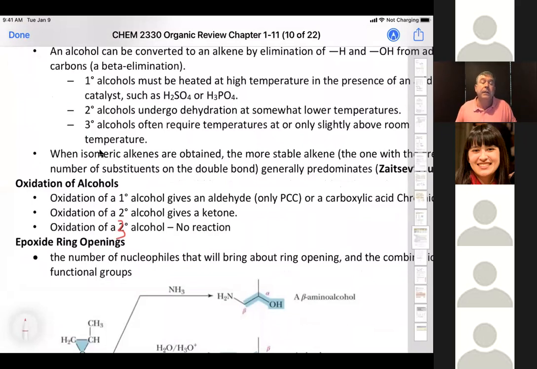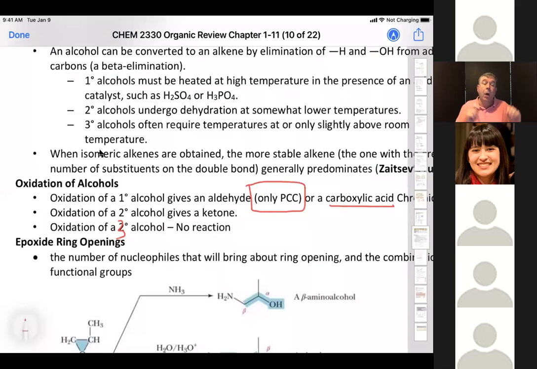The other thing we can do is oxidize them down to have carbonyl compounds in them. So if we have a primary alcohol, we can get an aldehyde, but only if we use the pyridinium chlorochromate, or PCC. Okay, we can only stop at the aldehyde if we use PCC. But if we use something stronger, like chromic acid, we will get a carboxylic acid. Okay, so those are the 2 things we can get from primary alcohols.